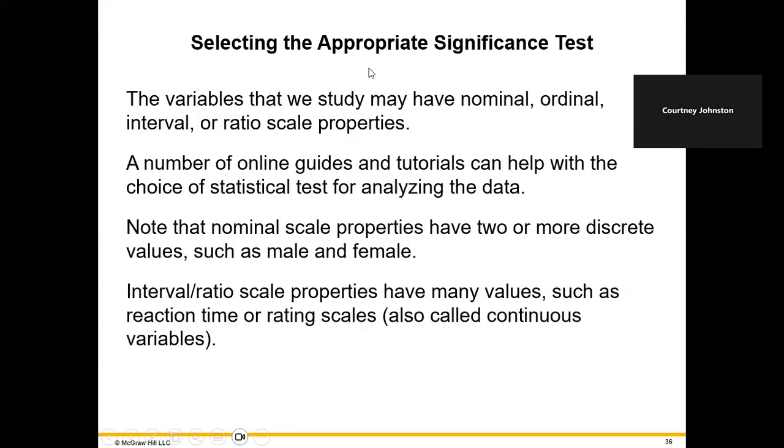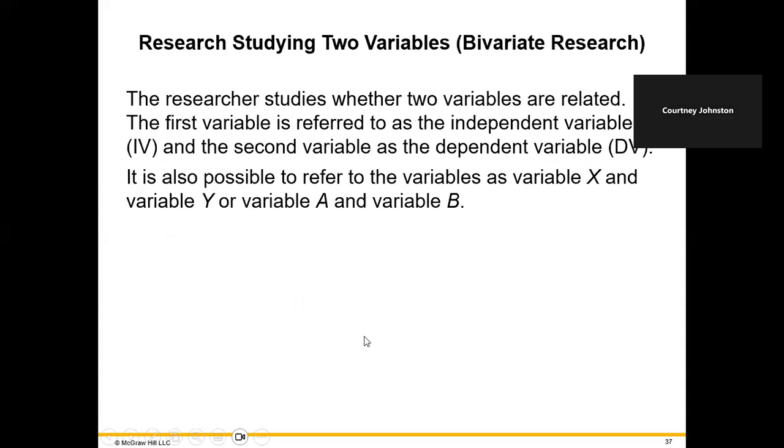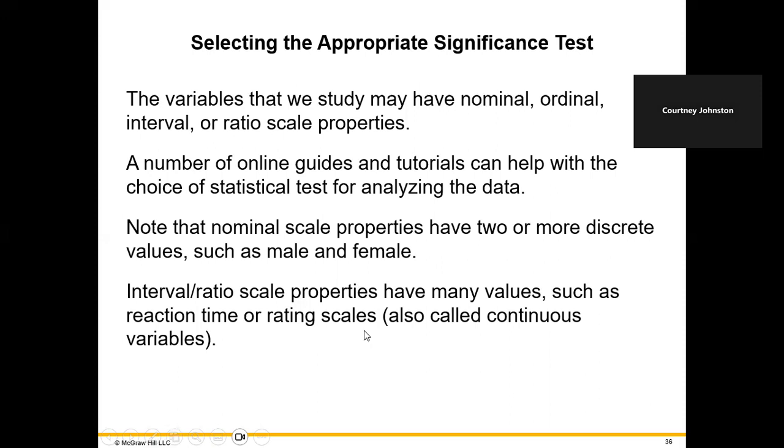Now, selecting the appropriate significance test. The variables we study might have to be nominal, ordinal, interval, or ratio scale. You might use nominal, ordinal, or interval, probably not using ratio in this class. A number of online guides and tutorials can help with which test to choose. The nominal scale properties have two or more discrete values, again, like male or female. Interval or ratio might have many values, again, reaction time, rating scales. These are going to be called continuous variables in comparison to discrete variables, which are nominal in nature.